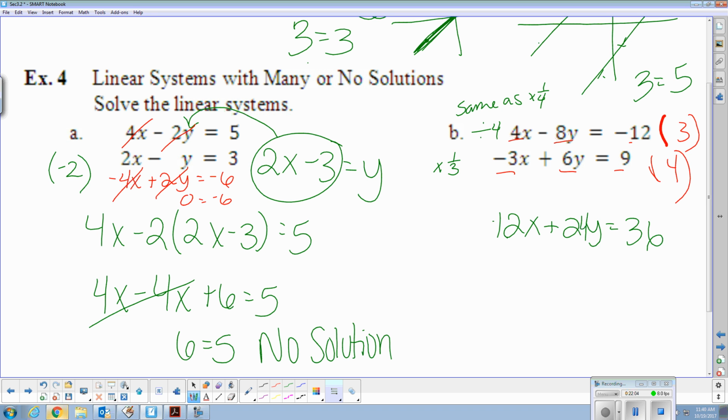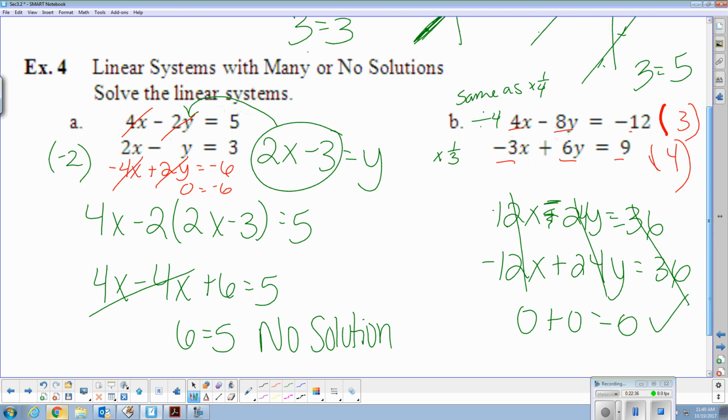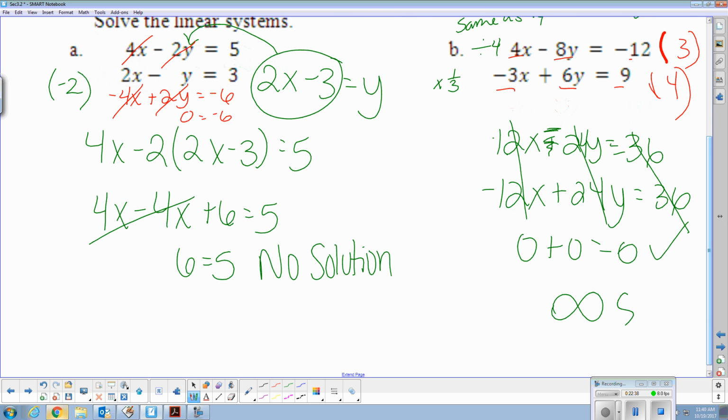Okay, so 12x minus 24y equals -36. And then -12x plus 24y equals 36. So this cancels out, this cancels out, and this cancels out. So we have 0 plus 0 equals 0. That will always be true. So you have infinite solutions.